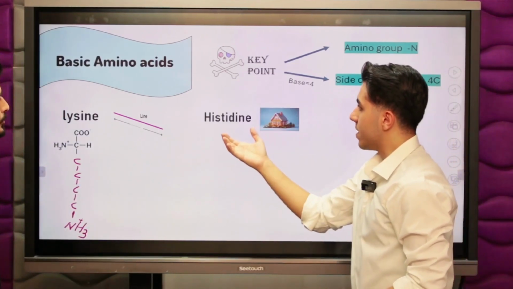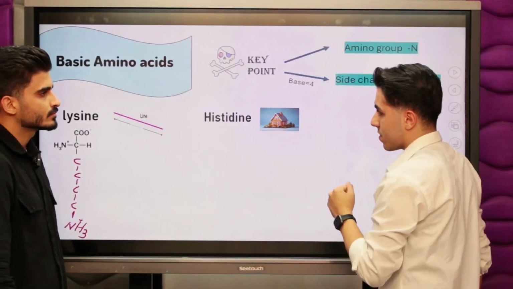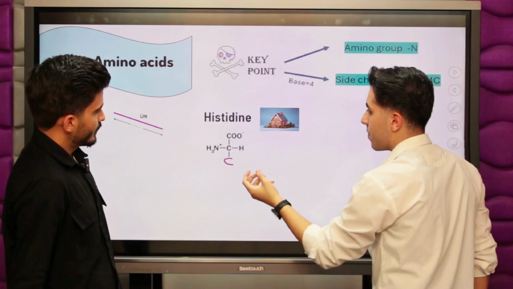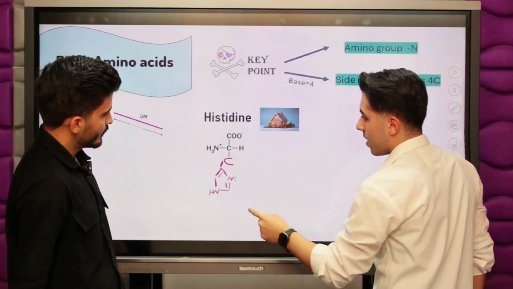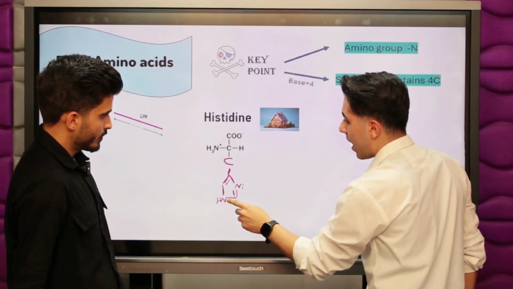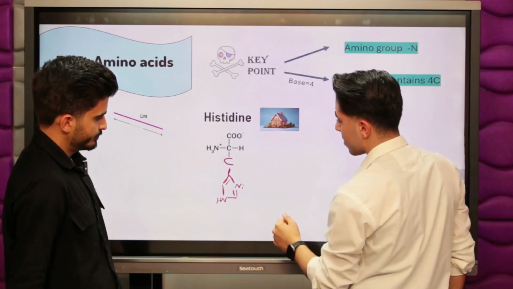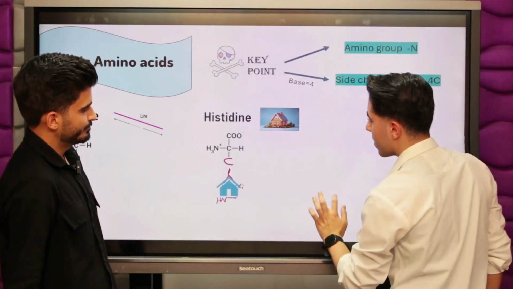Great. Histidine is our second basic amino acid. It looks like a house. Draw the constant part. Start with alanine, and add a house. It's a house, with 2 nitrogens. 1 nitrogen in the floor and another on the side. And 1 double bond for each nitrogen. Look, pay attention, it looks like a house.